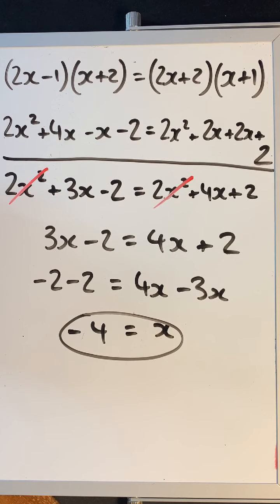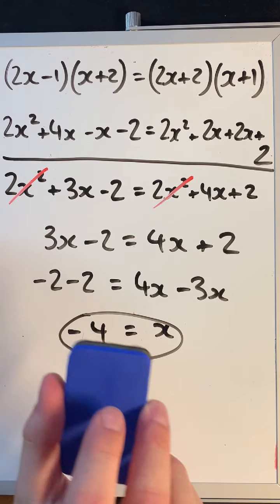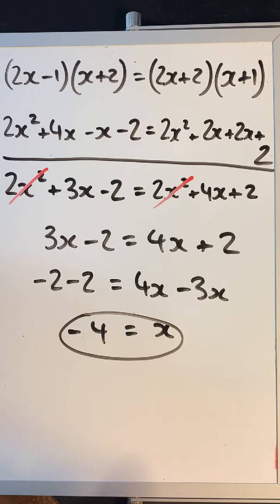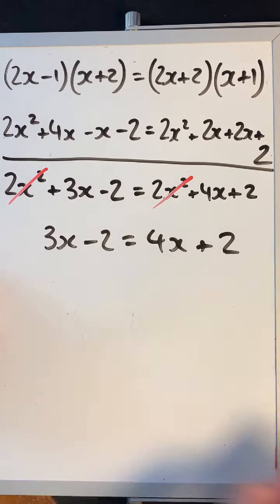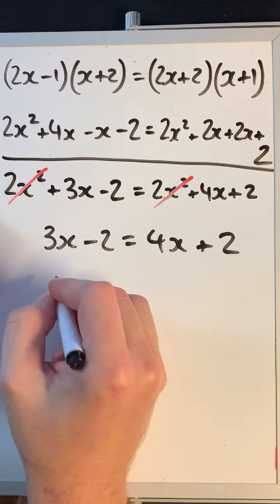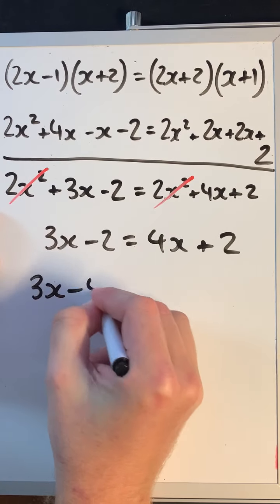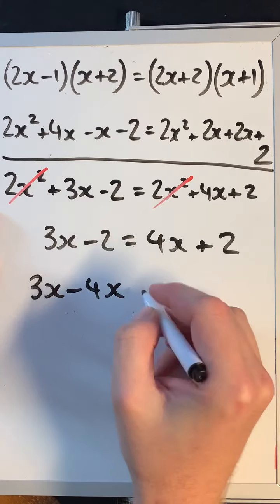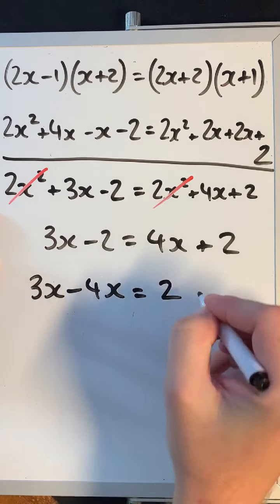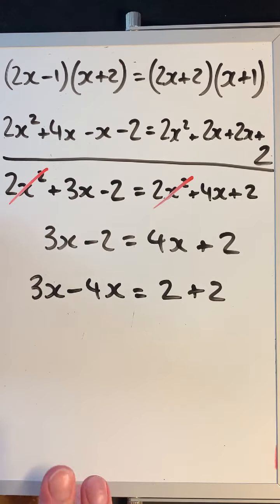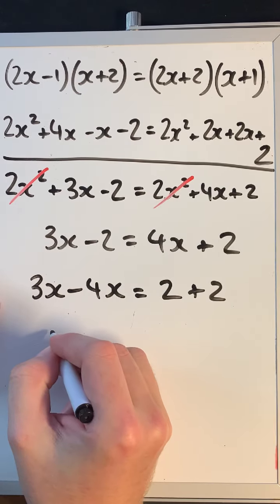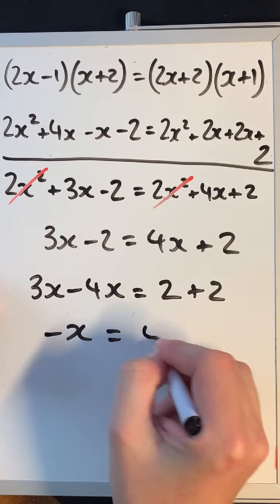So why did I take the x's to the right this time instead of the left? Well, again, it makes no difference. But remember I was saying about people forgetting to divide through by negatives. If we took the x's to the left, as we've been doing so far, we would have minus 3x minus 4x, and 2 plus 2, because this minus 2 would come over and become a positive. We're left then, on the left-hand side, with minus x is equal to 4.